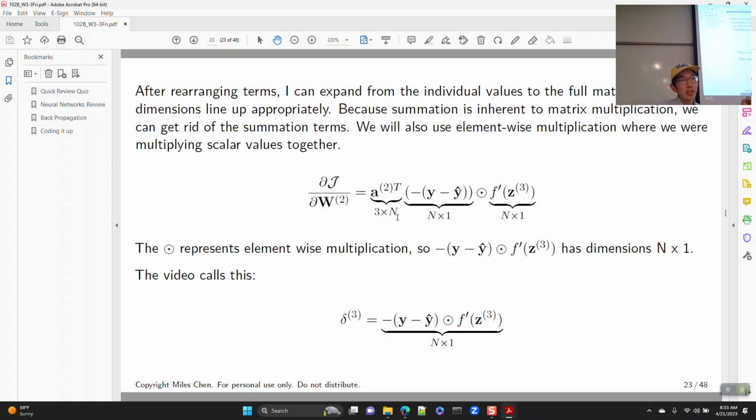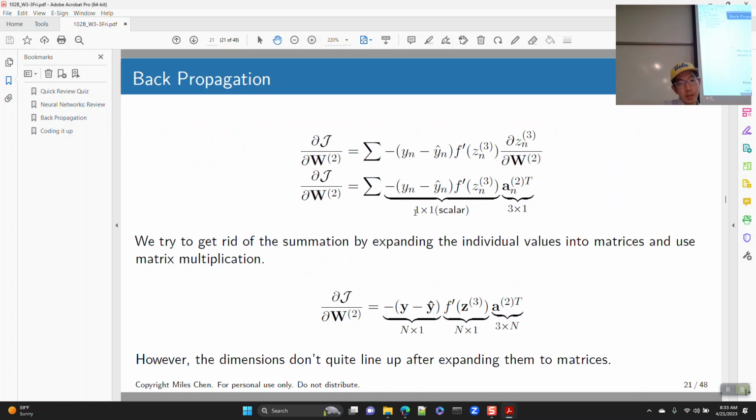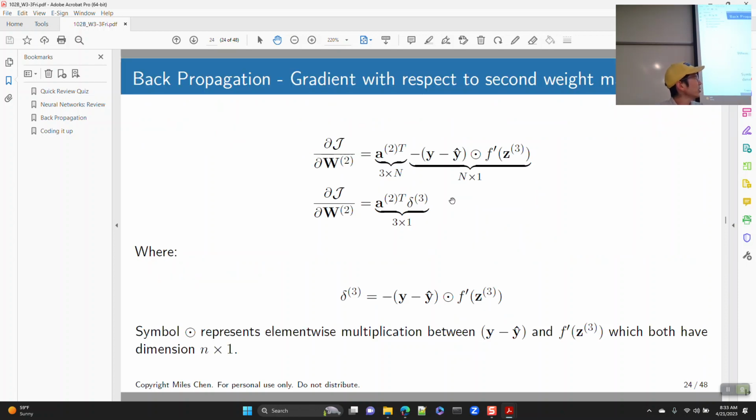Because when you do the 3 by n times the n by 1, all n elements are getting multiplied and then you're summing them all up, okay? Which is nice, right? It's the same thing we have going back here, where we're doing all n elements and adding them all up, and we're able to get rid of the summation by using matrix multiplication.